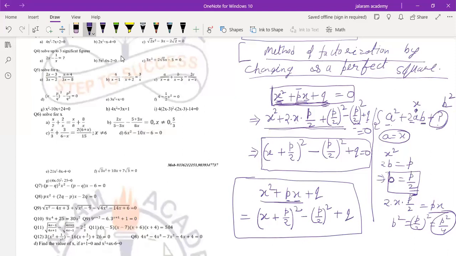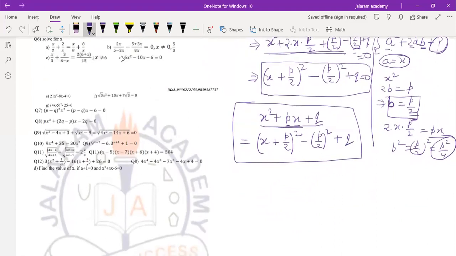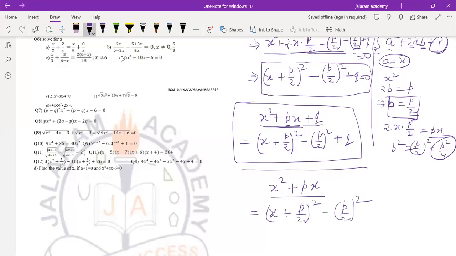To change x square plus px plus q into a perfect square, we add half the coefficient of x, that is p by 2, to x only, not x square, and write it in the form of a perfect square minus p by 2 whole square plus q. This q is already there. Means what I am telling you is only about x square plus px. To convert it to a perfect square, we write it in this method: x plus p by 2 whole square minus p by 2 whole square. The other terms will be calculated after that. Is that clear to you? You have to learn this. Understood, everyone?